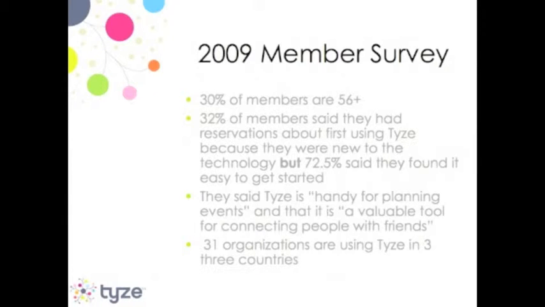They said that Tyze is handy for planning events and connecting family and friends. And to date, we have 31 organizations that are using Tyze sites in 3 different countries. So we're in the UK, the US, and Canada. Let me show you how we actually work with organizations.